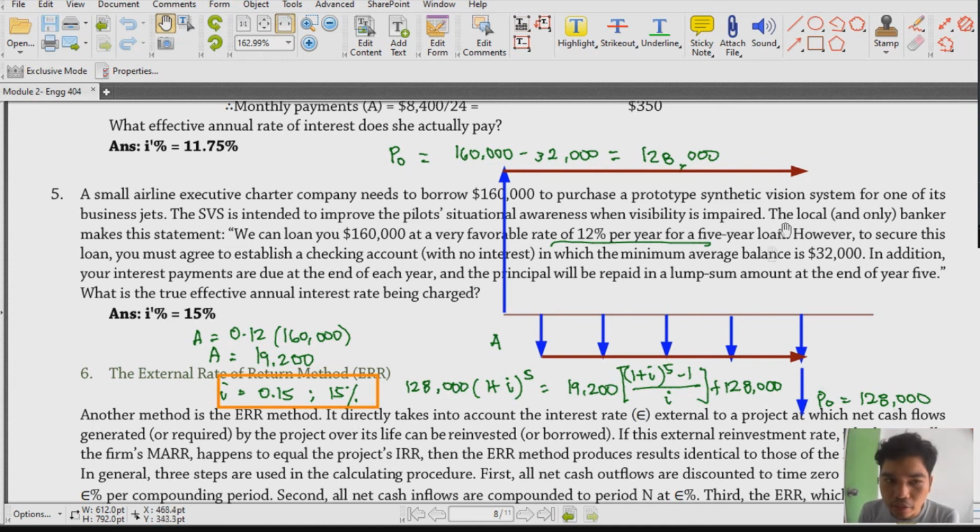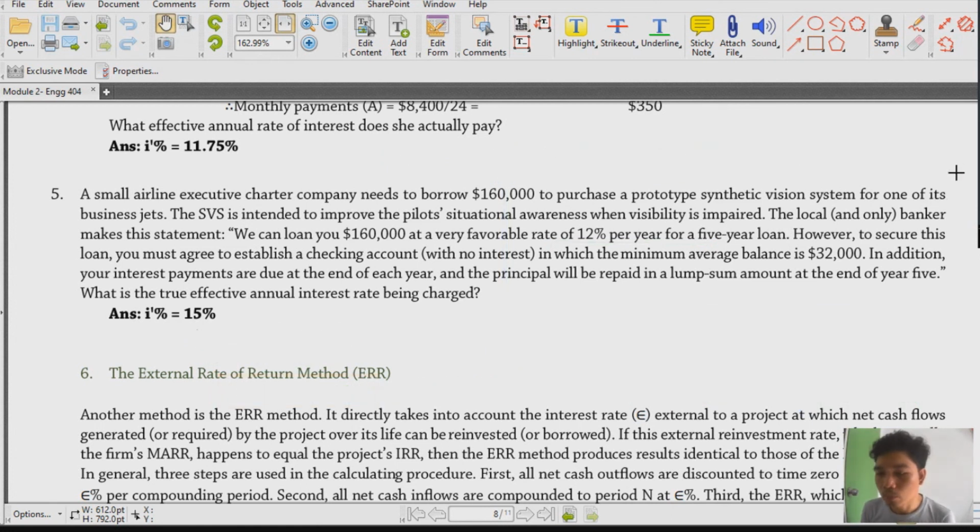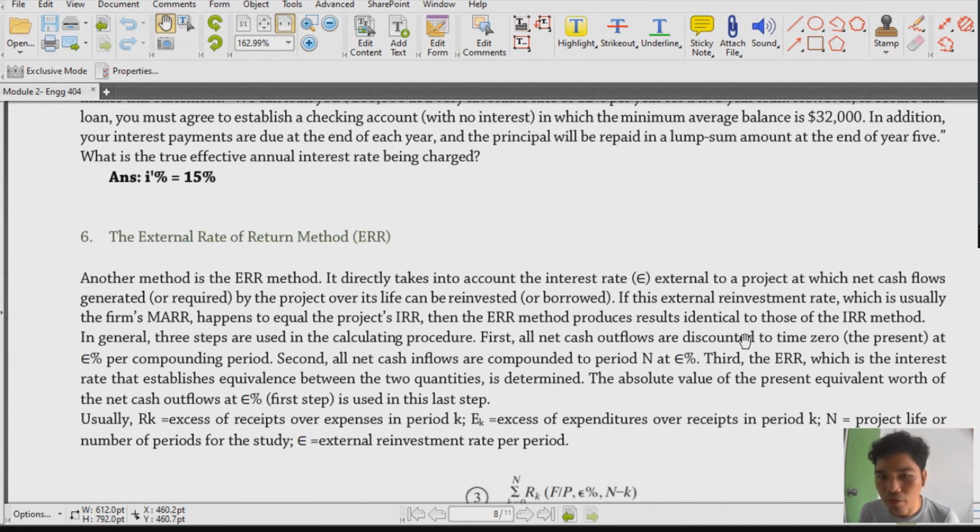Okay, so that's it for number 5, and I think we can now move forward to the last of the MARR methods, which is the external rate of return. Number 6 is the most complicated, but not so complicated that you can't understand it. Okay, so let's have the discussion.